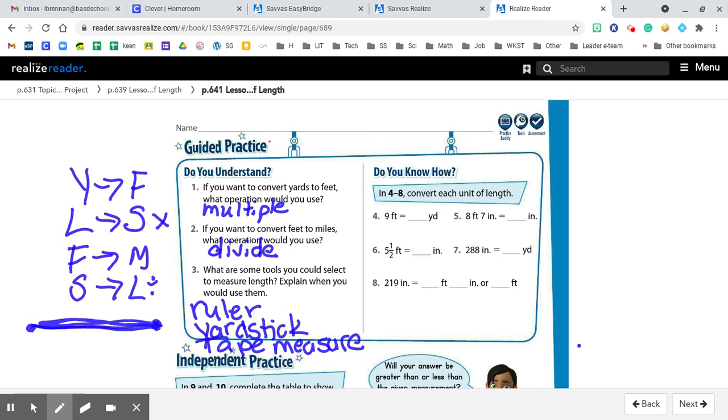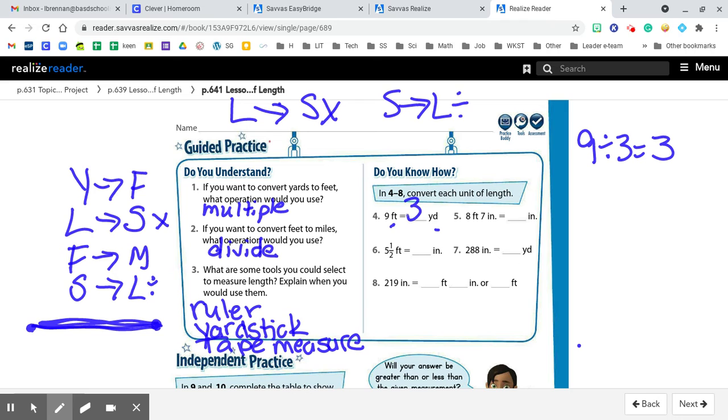So now we go up to our work, and always remember, and you can keep writing it at the top of every page in your workbook, until you don't even have to write it anymore. So keep in mind, we're going from feet to yards. A foot is smaller than a yard, so we're going from smaller to larger, so we're going to divide, and we know that 3 feet are in a yard.